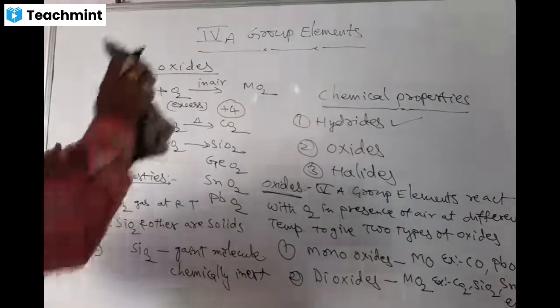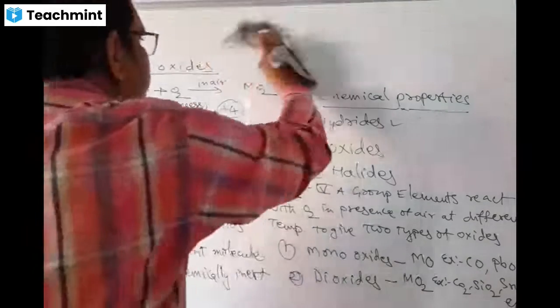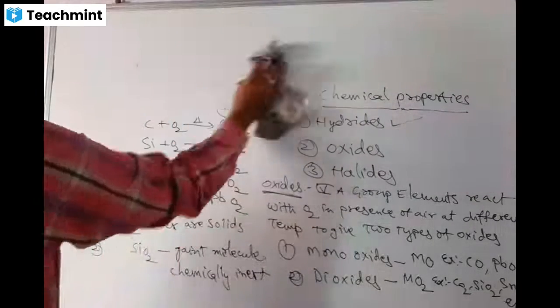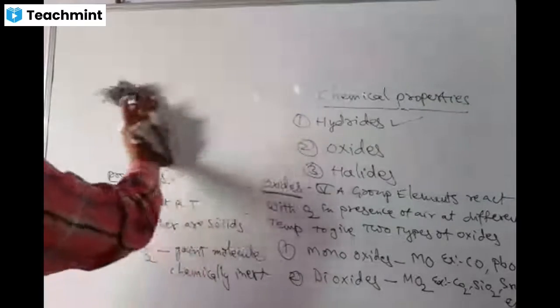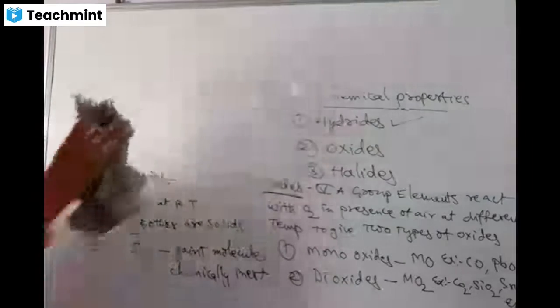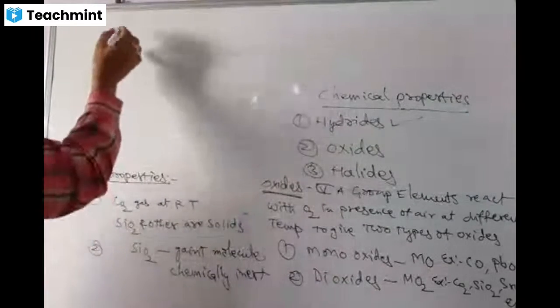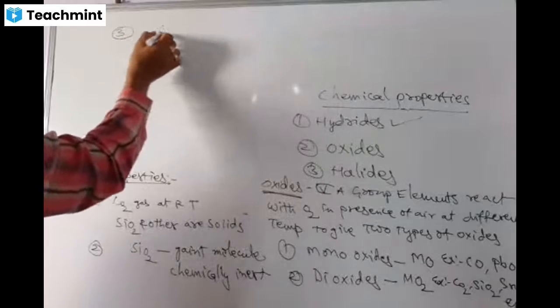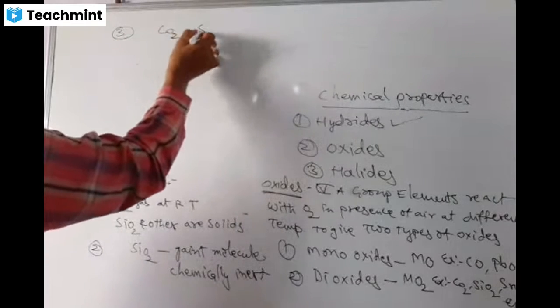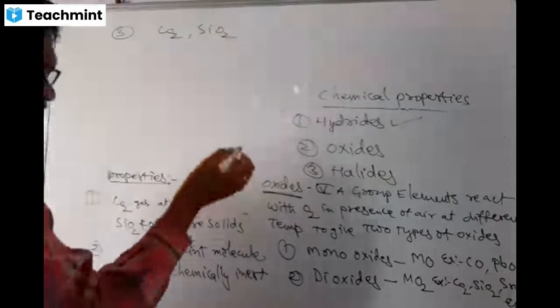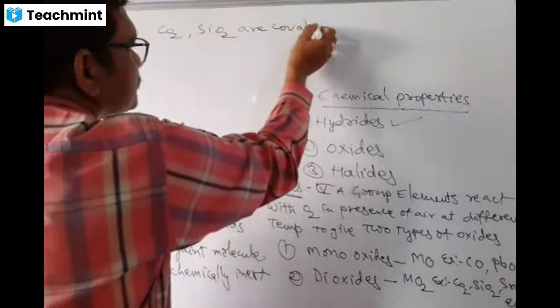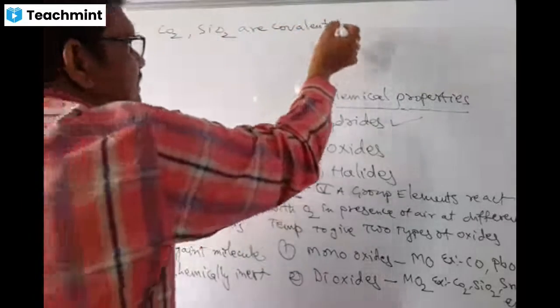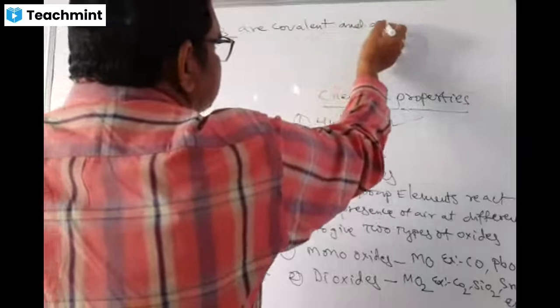Then the third property: carbon dioxide and silicon dioxide are covalent compounds and acidic in nature.